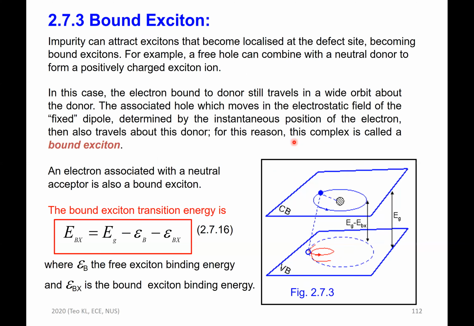Next session, we will discuss more on the bound exciton. Apart from the free exciton due to the free electron in the conduction band and free hole in the valence band, which gives you the free exciton due to Coulomb attraction, there is also a possibility that an impurity can attract the exciton, and that gives rise to a bound exciton, which we will discuss in the next session.